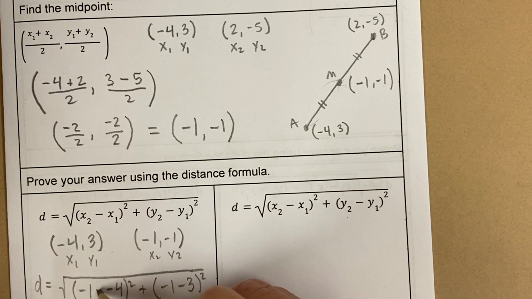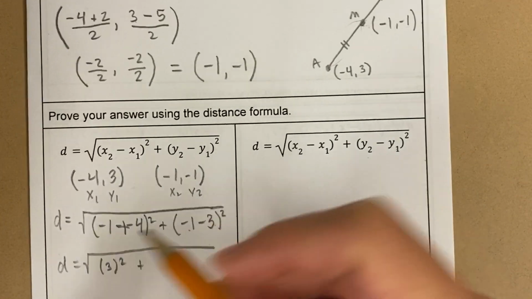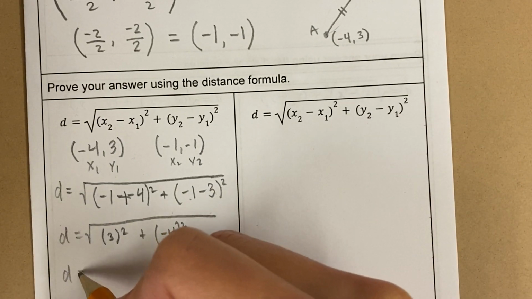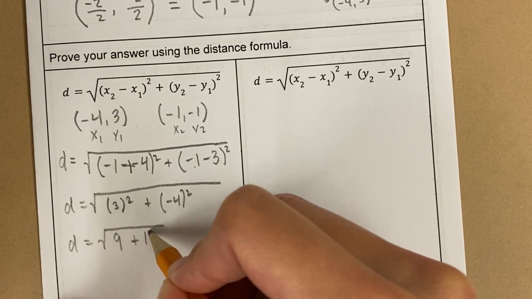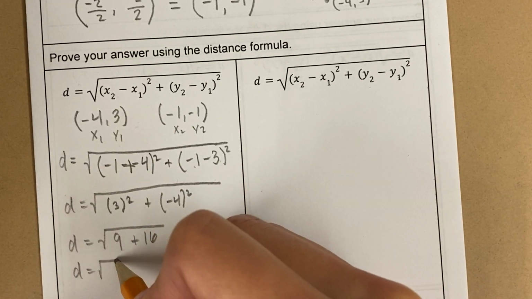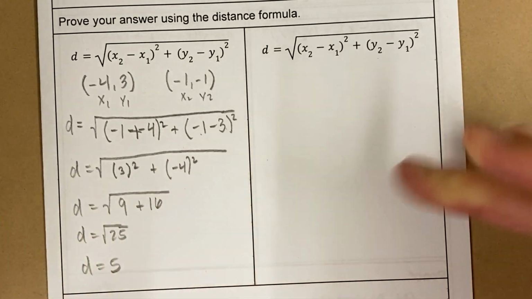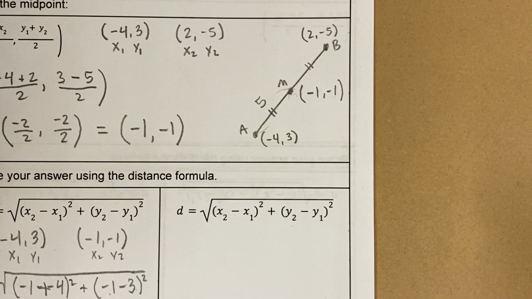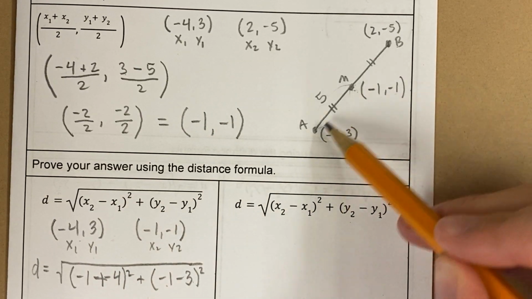This becomes -1 plus 4. That's +3 squared plus -1 minus 3. -1 minus 3. That's -4 squared. Okay, this becomes 3 squared is 9. -4 squared is -4 times -4. That's 16. This becomes the square root of 25. 9 plus 16 is 25. And this distance is 5. So the length of this line right here is 5. From A to M, look, from -4, 3 to -1, -1, that distance is 5.